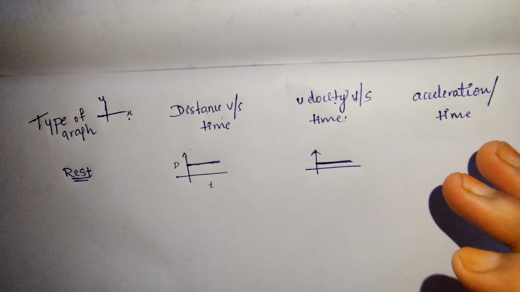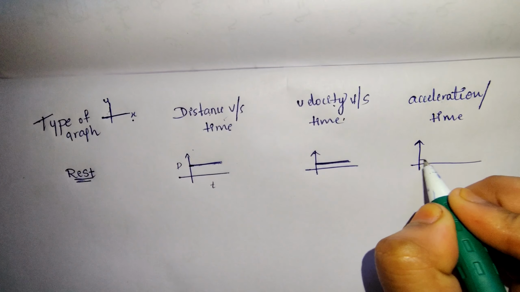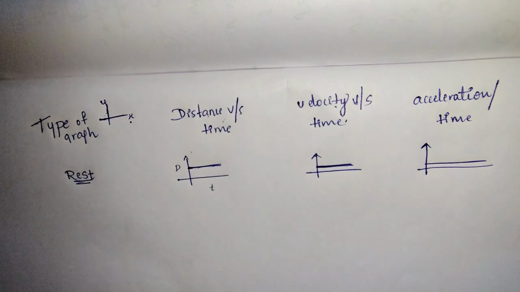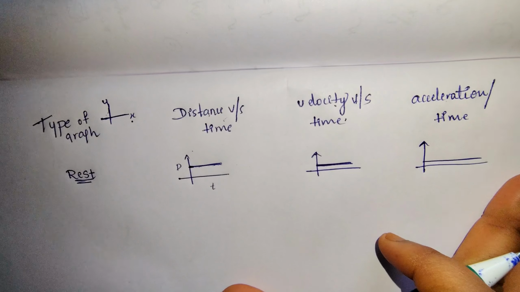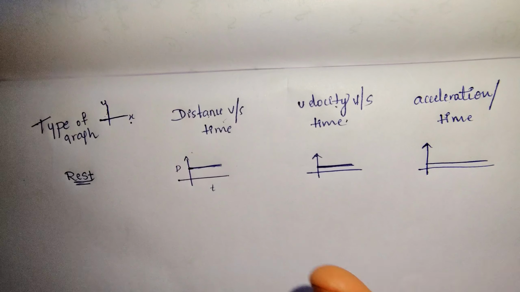Okay, almost zero velocity like that. Okay, for the acceleration time graph you will also write the same thing, because at rest means no distance, no velocity, and no velocity means obviously no acceleration. So this is the graph for when the body is at rest.